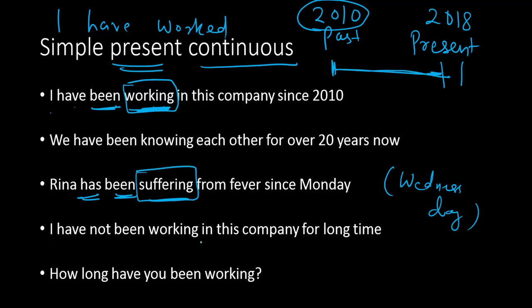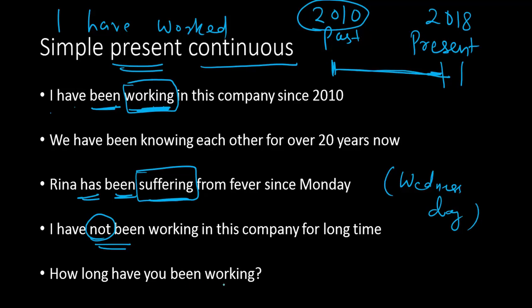I have not been working in this company for a long time. So this is just the negative format. I have been working in this company since 2010. I have not been working in this company since 2010. So you're simply adding not. Okay. And how do you say this in question form? How do you use it in interrogative way? How long have you been working?